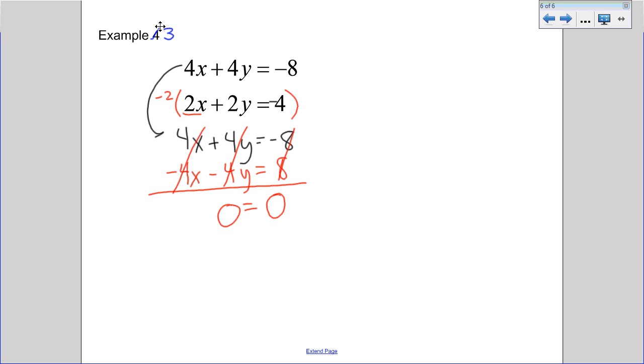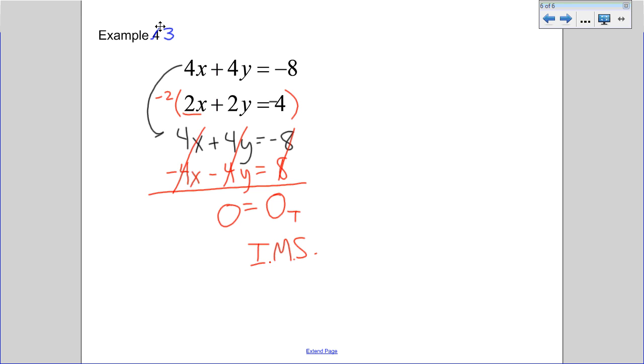Which category does 0 equals 0 fall in? IMS, because is this a true or a false statement? That's what it's going to look like for elimination. Does that make sense, ladies and gentlemen? Yes.